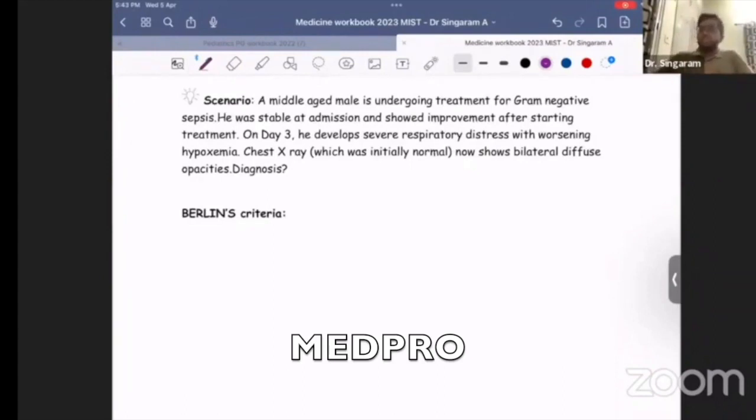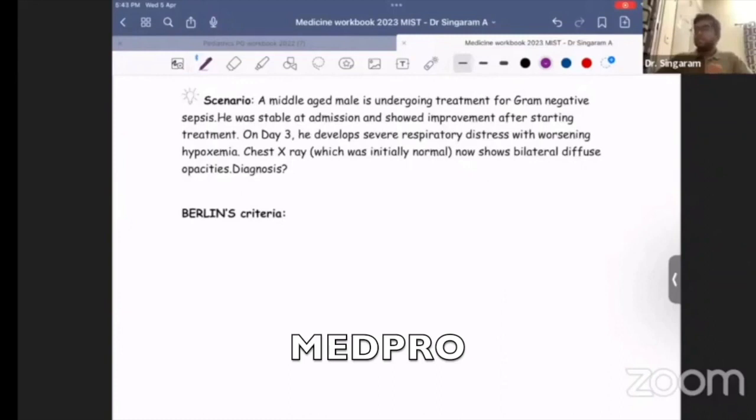He was stable at the time of admission and showed improvement also after starting antibiotic treatment. On day 3, unfortunately, he develops a severe respiratory problem along with worsening hypoxemia, and the chest X-ray, which was initially normal, now shows diffuse opacities in the bilateral lung fields. What do you think is the diagnosis?